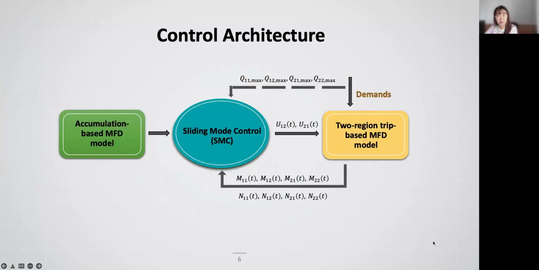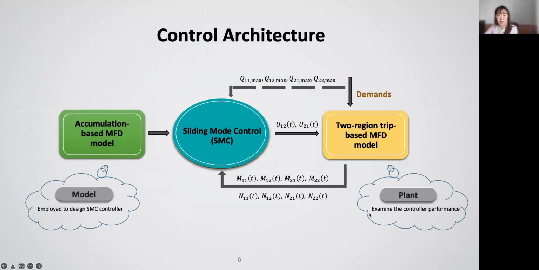The control architecture further explains the role of each part. Let's see in this figure, the accumulation-based MFD is utilized as the model in order to design the real-time robust perimeter control, which is based on sliding mode control theory. And the two-region trip-based MFD model is developed considering cordon queues, and is regarded as the real network to investigate the performance of the proposed controller.